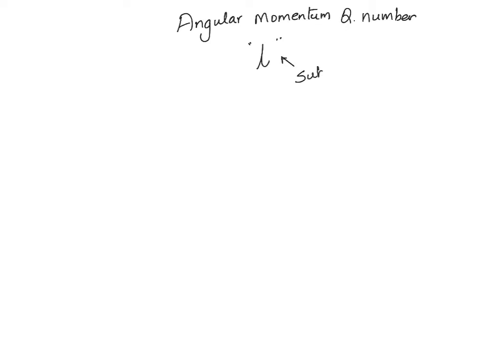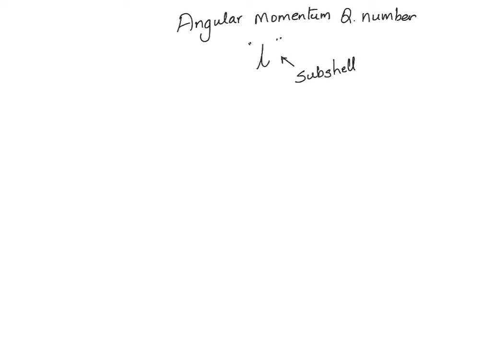So the next one is the angular momentum quantum number. This is represented by the letter small case l. Now, if you remember from previous videos, we said l can also sometimes be denoted as subshell, meaning this is a part of the main shell.